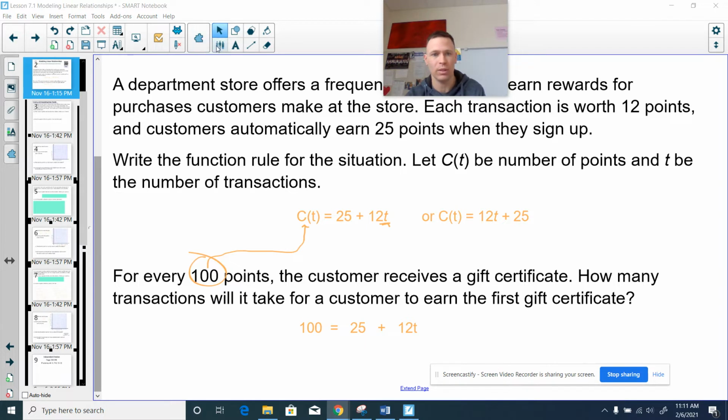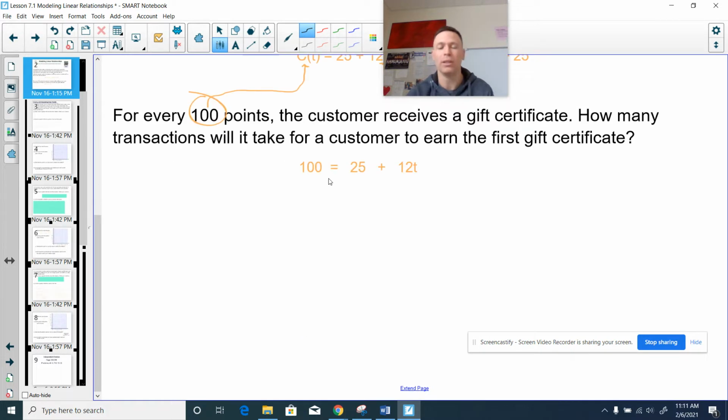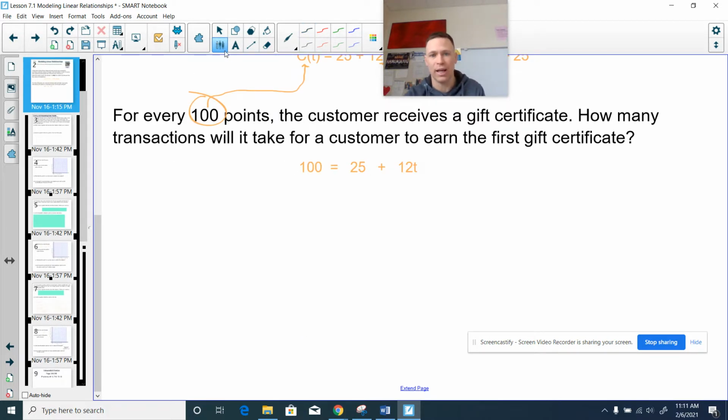Move this over a little bit. All right. So we want to solve this for t. Extend this a little bit. Okay. So this is a classic two-step equation. The first, what's happening to t, I'm multiplying by 12, and then I'm adding 25. Last thing I said was add 25, so we're going to subtract 25 from both sides. So minus 25, 25. That'll give me 75 is then equal to 12t.